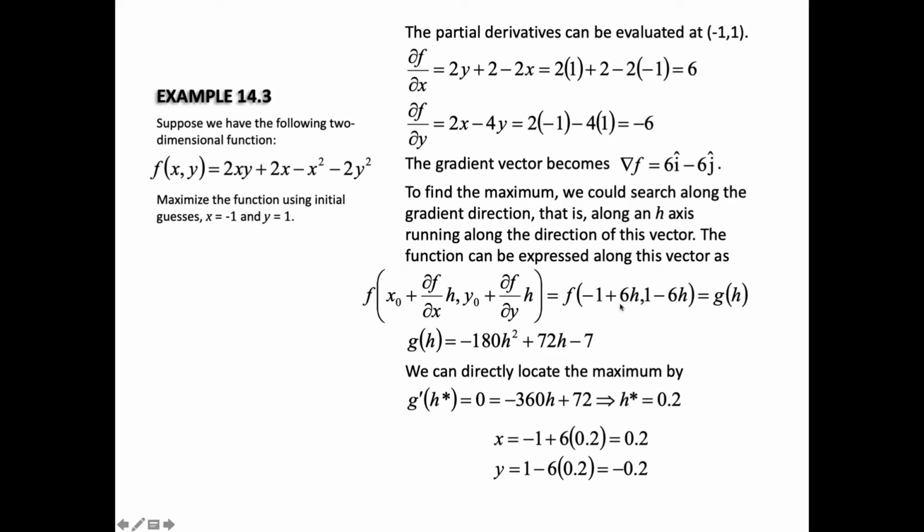So we evaluate the function at these points and get the new function g of h. g of h is equal to -180h squared plus 72h minus 7. We can directly locate the maximum by taking the derivative with respect to h and then getting a new value of h equals 0.2. So when we get this new value of h, we plug this back in here and here, so we get a new value for x and y, and these will be our new guesses, and we start the procedure again here, beginning from this step.